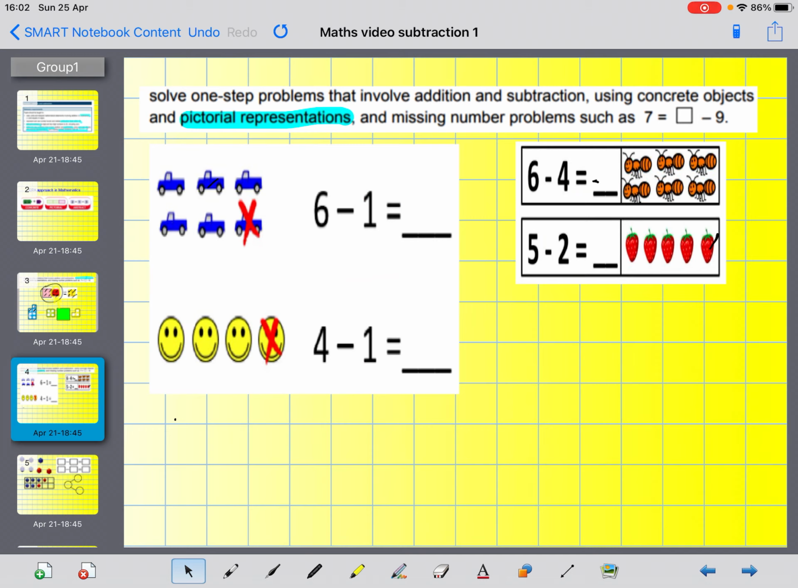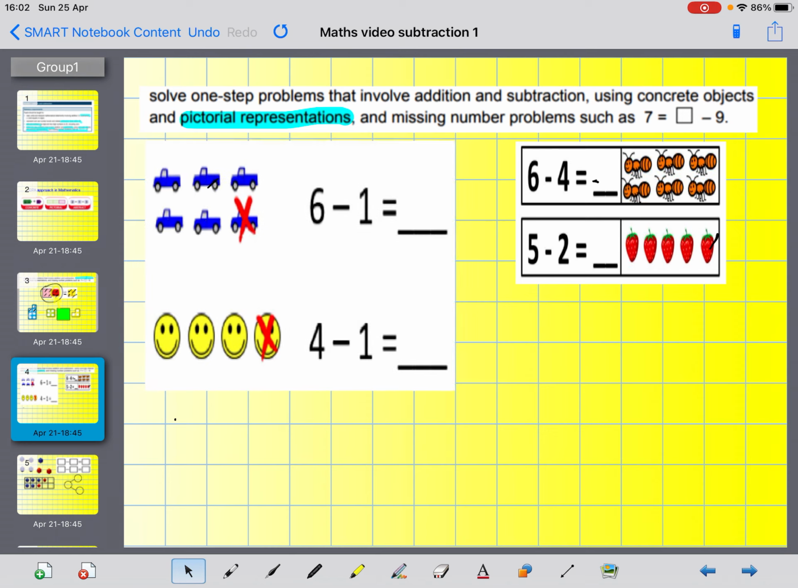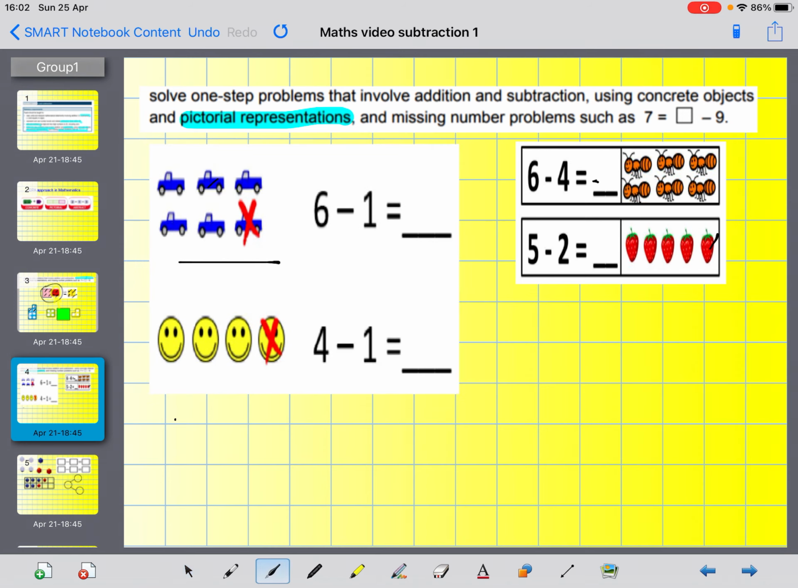Then I can use my pictorial method. So I can use my pictures. The pictures might help me to solve the subtraction problems. I can cross out the pictures to help me find the answer. So like the example over here, in this picture, I've got 6 cars, and I cross 1 car away, and how many cars do I have left? So 1, 2, 3, 4, 5, I've got 5. So I'm using my cross out method to find the answer.